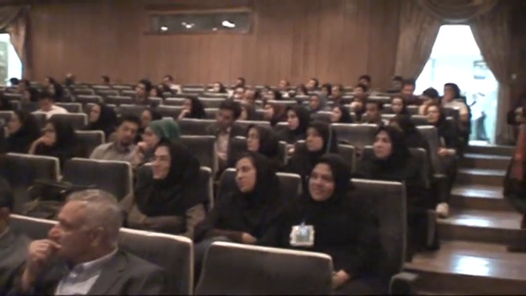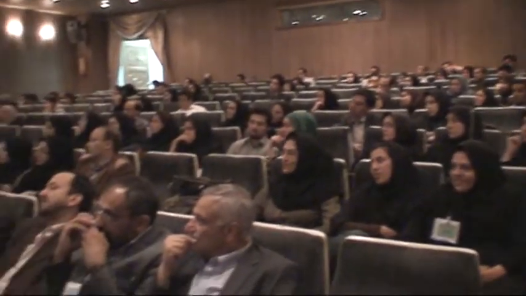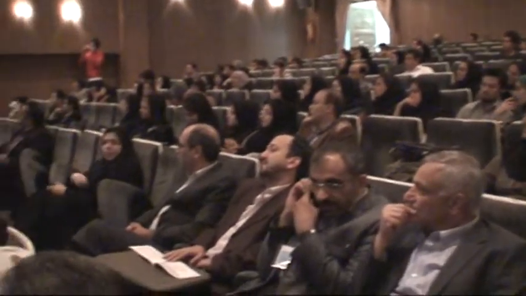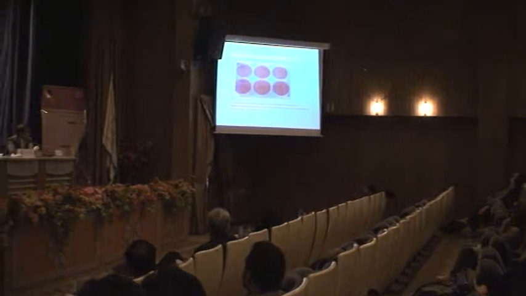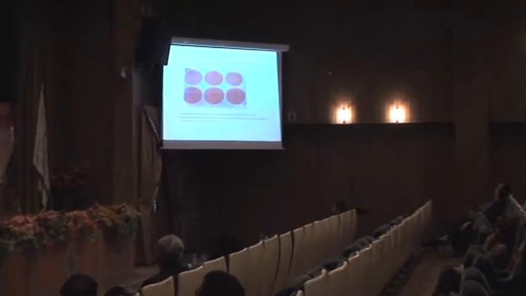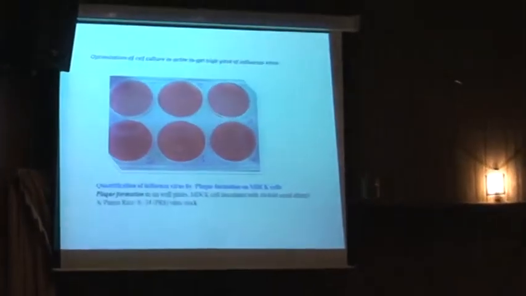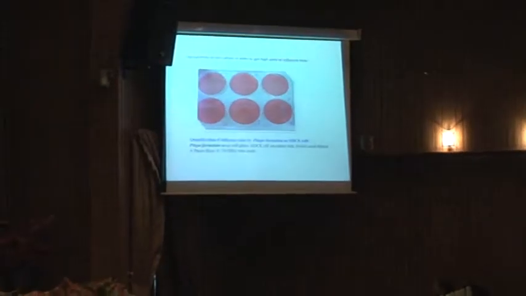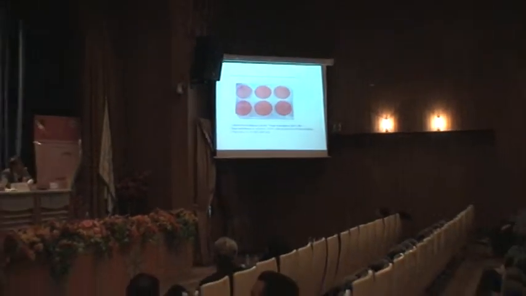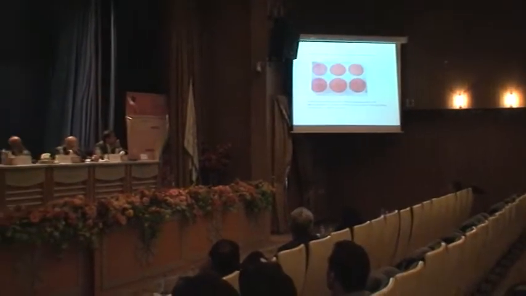In order to construct virusomes, the first step was optimization of cell culture in order to get high yield of influenza virus. For doing so, the first step for cultivating any virus is optimization of multiplicity of infection. The multiplicity of infection is the ratio of infectious virus to the number of infected cells. As you can see here, this is the plaque forming assay for influenza virus.